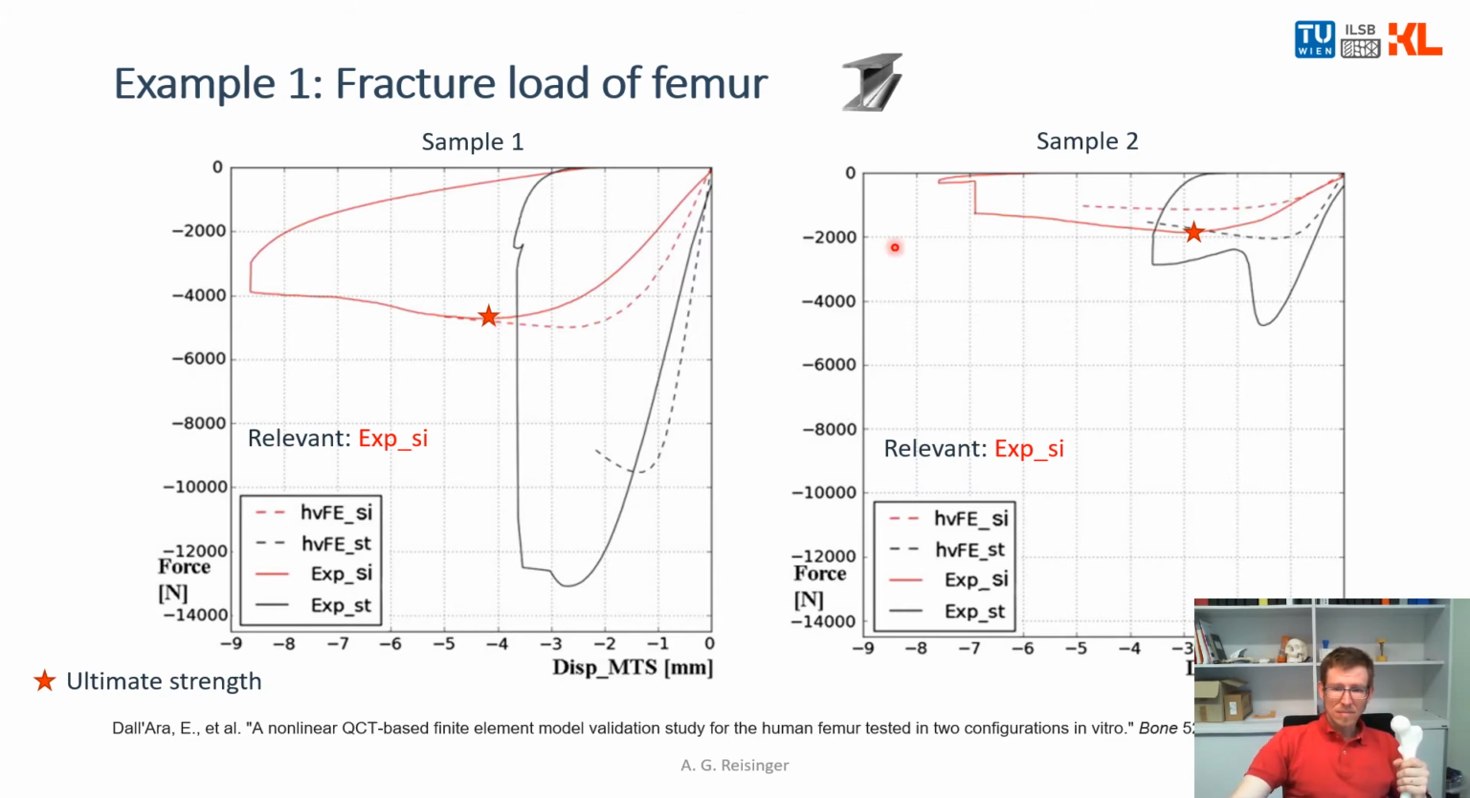This is the second sample. You see a great variation. So the second sample had approximately half the ultimate strength, but it's the same story here: load, maximum load, and then an unload situation. Yeah, that's it. This was the experiment for extracting the fracture load of human femoral necks.